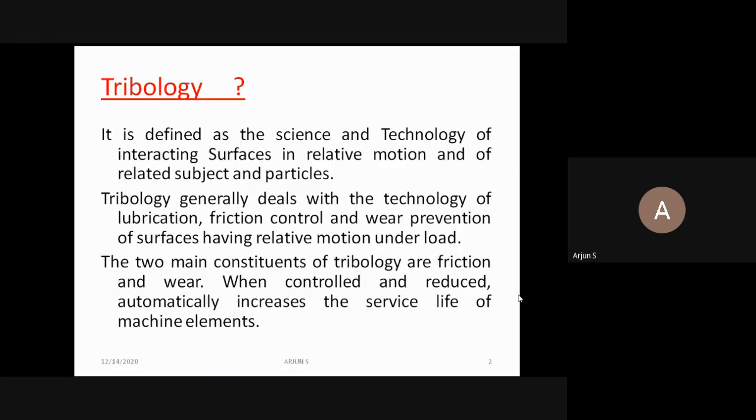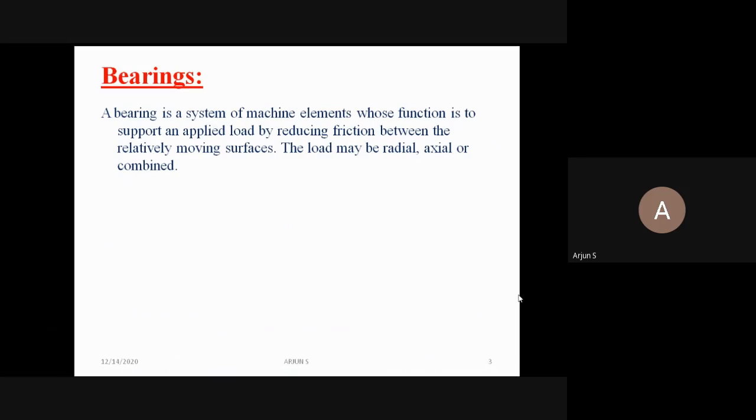Again, to continue, one of the important aspects of tribology is the bearing. Generally, a bearing is a system of machine elements whose function is mainly to support the load, and it supports the load by reducing the friction between the two relatively moving surfaces. The load may be of different kinds. It can be a radial load, an axial load, or a combination of both the radial load and axial load. Mainly, the bearings are classified according to the direction of application of loads.